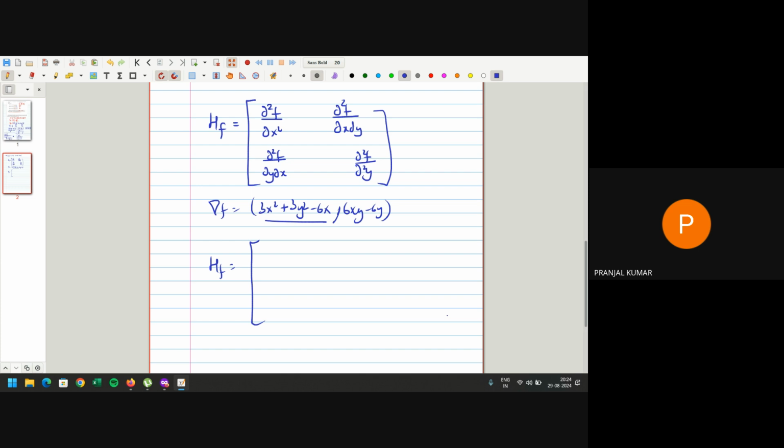What you will get? You will get 6x minus 6. Then, differentiating this vector again with respect to x, you will get 6y. Then obviously this will be 6y, but you can check it again. So this will be 6y, and here you will get 6x minus 6.